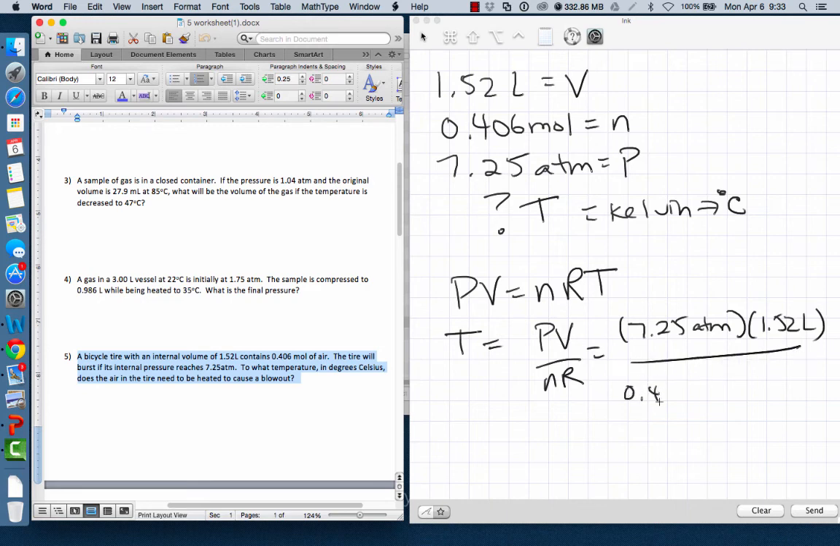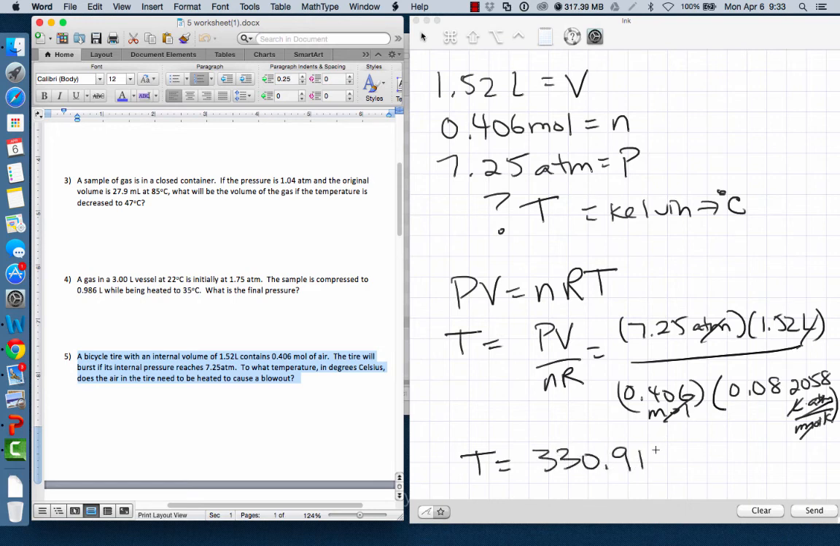N is 0.406 moles. And then our R is 0.08258 liter atmosphere per mole Kelvin. Okay, so let's just make sure that everything cancels. Our atms cancel, our liters cancel, our moles cancel, and we're left with Kelvin. Okay, so we have temperature equals 330.9. And then when we convert that to Celsius, we get 57.8 degrees Celsius.